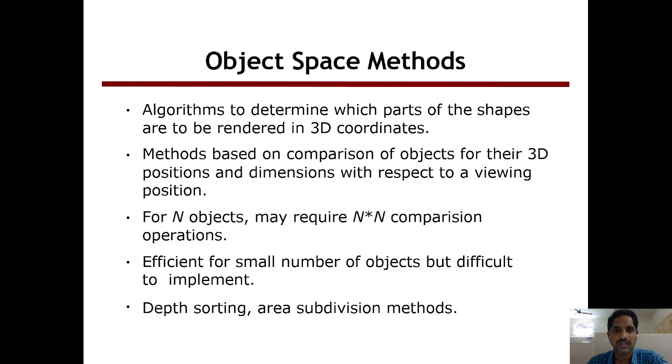So, the algorithms determine which parts of the shapes are rendered in the 3D coordinates, and the methods compare objects for their 3D positions and dimensions with respect to the viewing position. For a number of objects, n by n comparison may be required for each and every operation. It may be efficient for a small number of objects but difficult to implement. Depth sorting and area subdivision are the methods, and these are the examples of the object space methods.